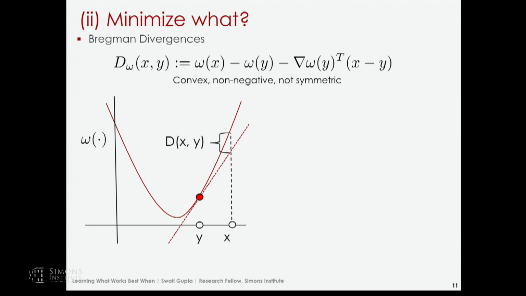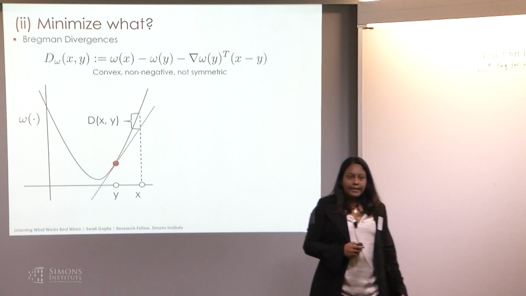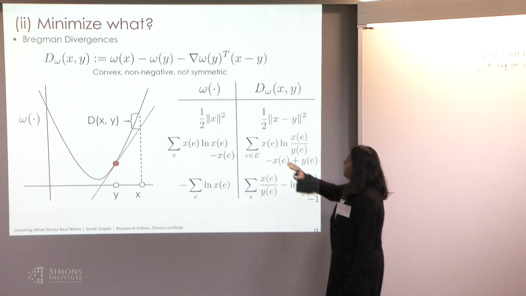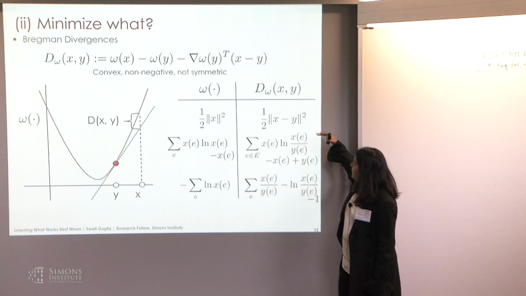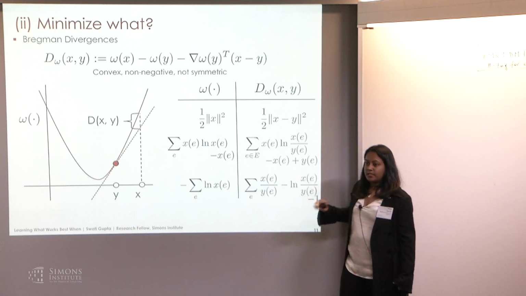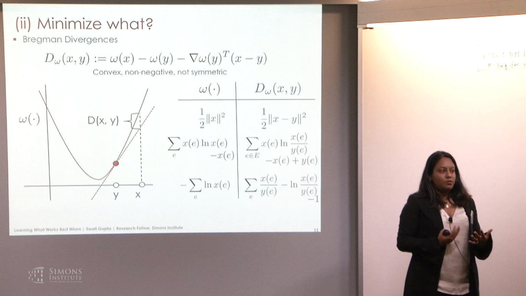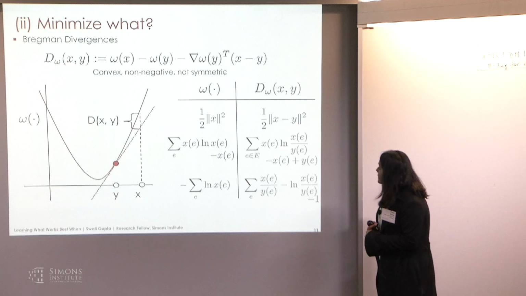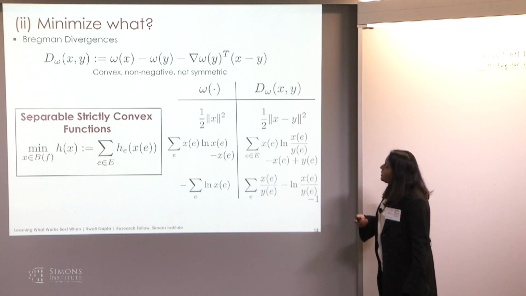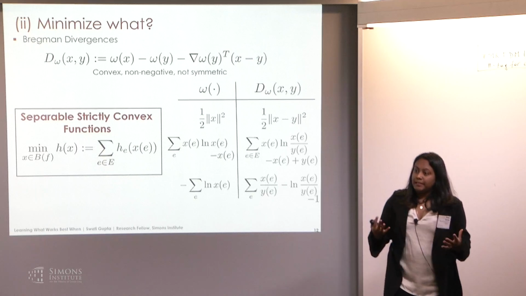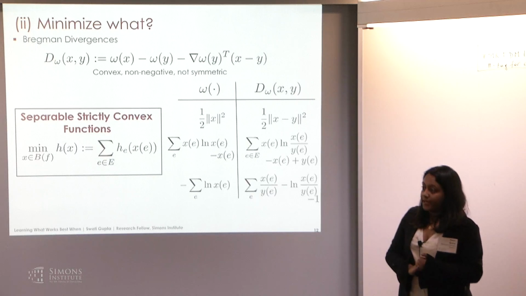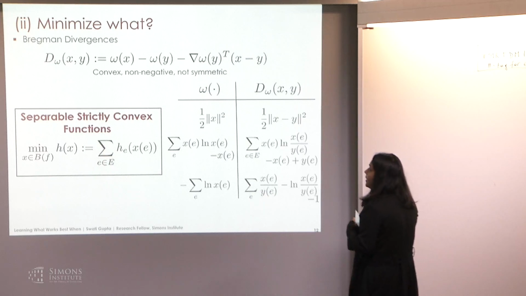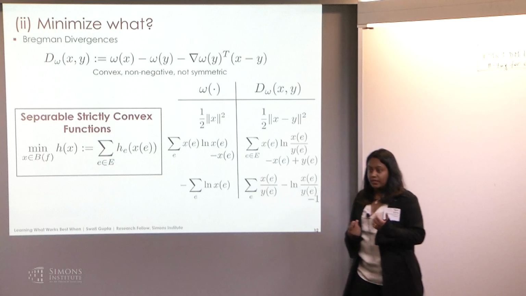So this is the gap of omega of x minus the lower bound at x based on the first-order Taylor approximation at y. And plugging in different values of the omega function, we get different distance-like measures, which are squared Euclidean distance, KL divergence, and what is known as the Itakura-Saito distance, which is used to measure the similarity between audio speech processing signals. And all of these functions are separable. And so this is going to be the setting of convex functions that we consider. We're going to minimize strictly convex and separable functions over submodular-based polytopes.